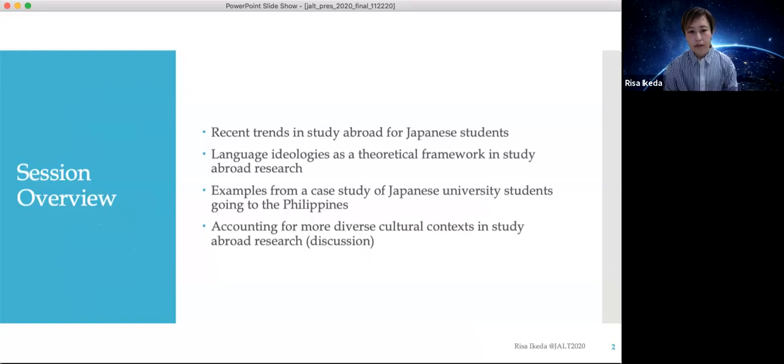First, I'd like to give some background about recent trends in study abroad for Japanese students, and then introduce what are language ideologies? What is this as a theoretical framework, and how can it be applied to study abroad research? Then I'd like to tell about just a couple of examples with the study that I've done. And at the end, I hope to point directions for future research, which I actually haven't been able to prepare so much, but perhaps we can discuss together.